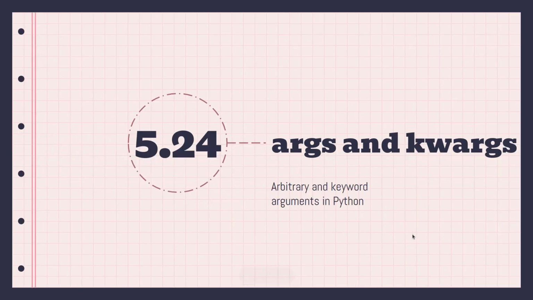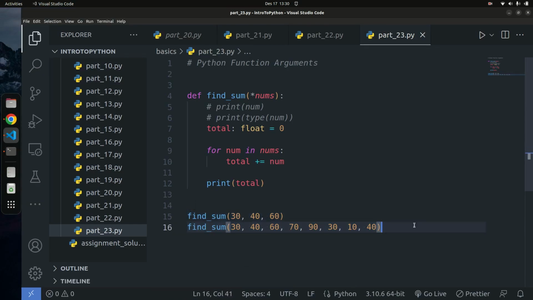They're called kwargs, right? So args are for arbitrary arguments, and we also have kwargs, which is for keyword arguments, right? KW for keyword, and args for arguments. So keyword arguments in Python. Let's see how keyword arguments work. So I'm just going to go ahead and delete this.